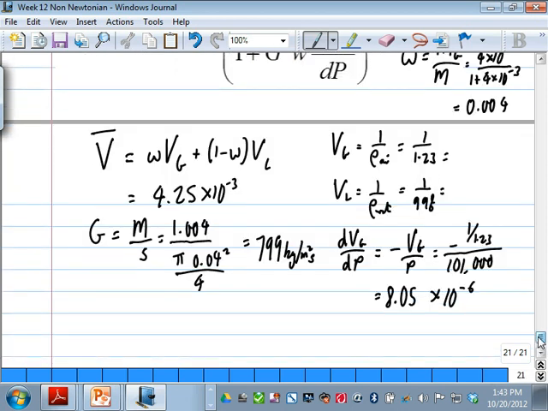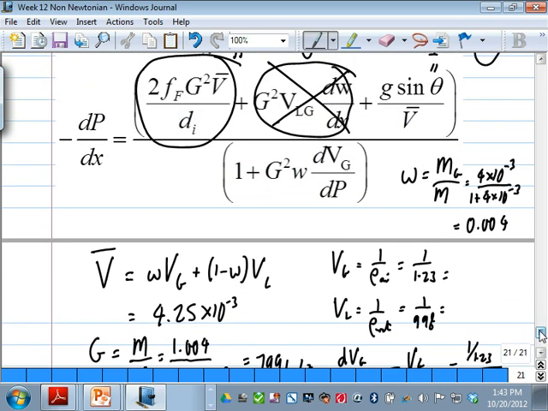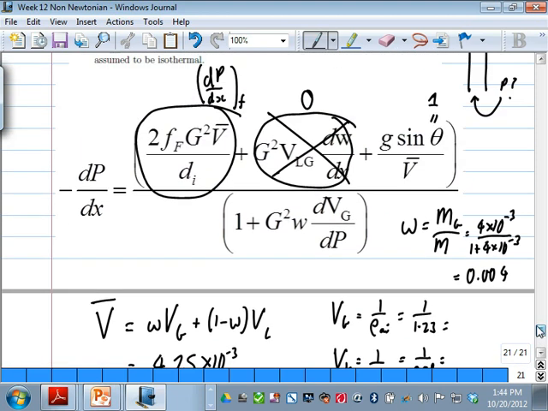Is that okay so far? So we can put in all the numbers, no problem. The only part we haven't done is this one, but we did it just now, so we have to do it again. This term is actually your dP/dx for friction, isn't it?